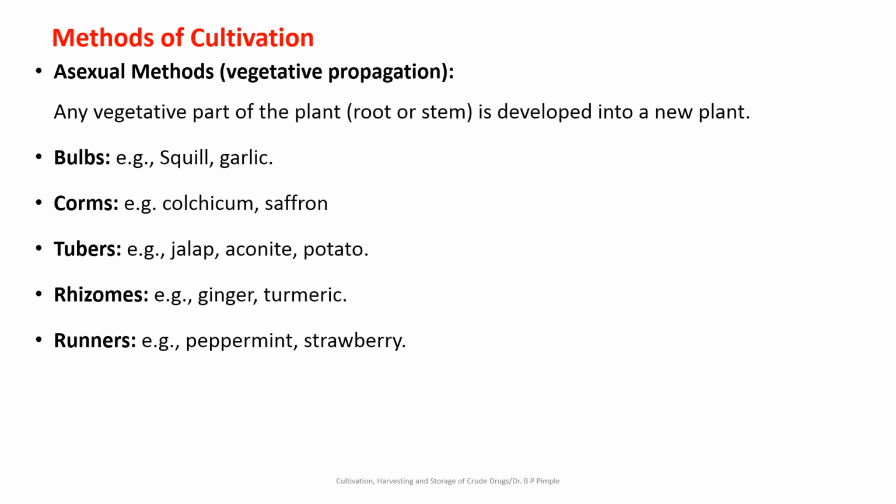Runners are the plants that spread above the surface of the soil and they travel a certain distance, for example, peppermint or mint or even strawberry. They are cultivated with the help of runners. Then suckers like mint, pineapple, or banana are cultivated with the help of suckers. So these were the methods of cultivation.